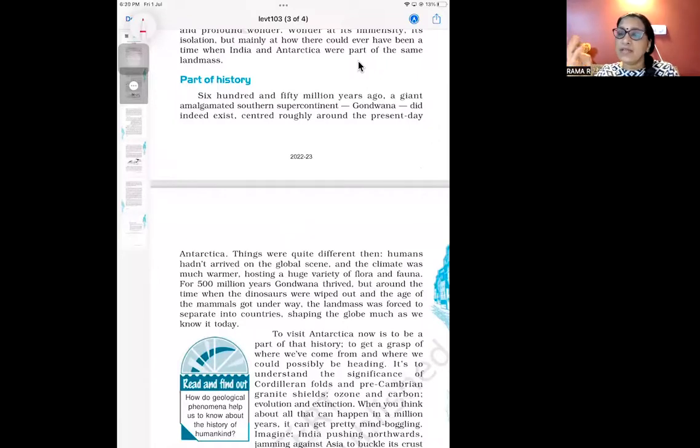Because India, Antarctica, South Africa, South America, Australia, they all were the part of Gondwanaland, 650 million years ago, a giant amalgamated southern supercontinent. Super इसीलिए because it consisted of the present America, South Africa, India, Australia, and Gondwana did indeed exist, centered roughly around the present day Antarctica. Things were quite different then.